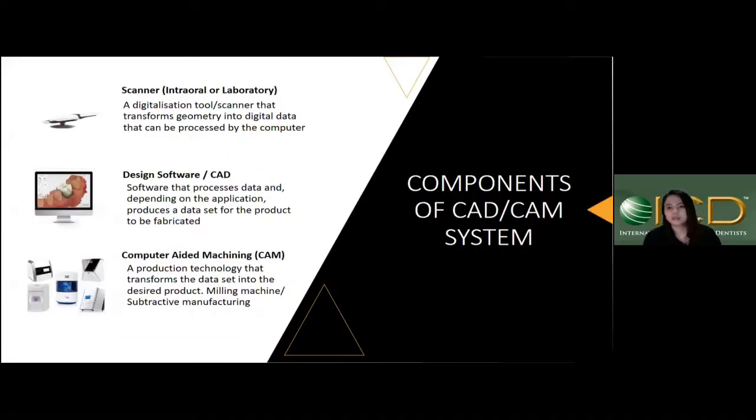And what are the components of the CAD/CAM system? The first one is a scanner, which can be either intraoral or a laboratory scanner. It is a tool to scan the data and transform geometry into digital data that can then be processed by the computer. The second one is design software, or CAD, where we design the restorations in the computer according to the type of restoration that we want to make, and then send the data to the computer-aided machining, or CAM, the milling machines.